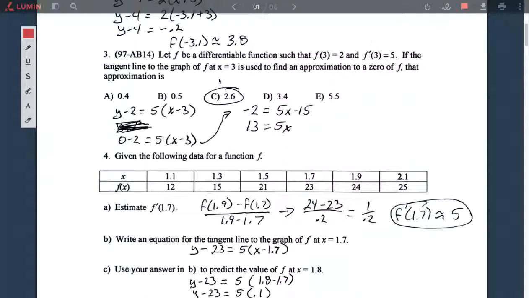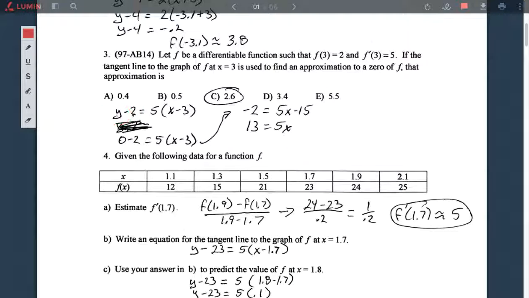Number 3 is similar to 2, but with a little bit of a twist. They give me my y values. They give me my derivative value. And we want a tangent line. And this time we're going to use it to approximate a 0. So if I'm approximating the 0 of a function, then that means my y value is 0. So I'm going to write my tangent line, and then I'm going to plug 0 in for my y value, and then solve for x.